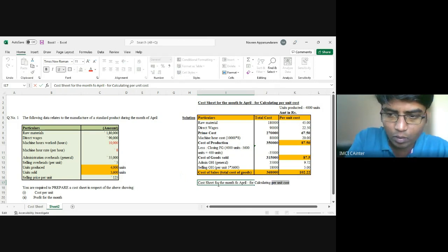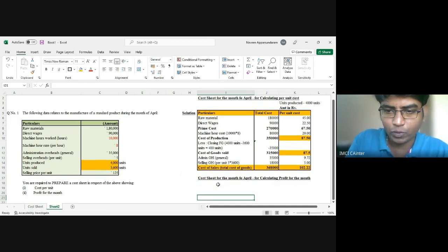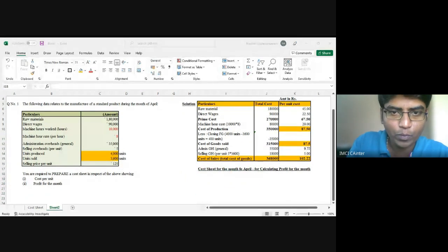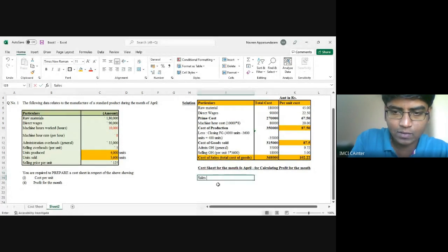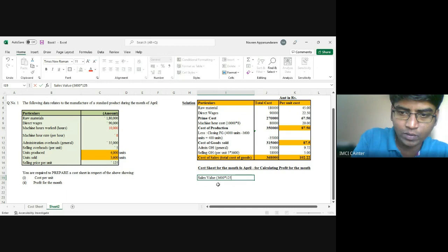Calculating profit for the month. Okay? We have already put the sheet. So now what challenges do we have in this? What is the sales? Sale value. What has happened in sales? Only 3,600 units have been sold. What is the sale per unit? 125 rupees.